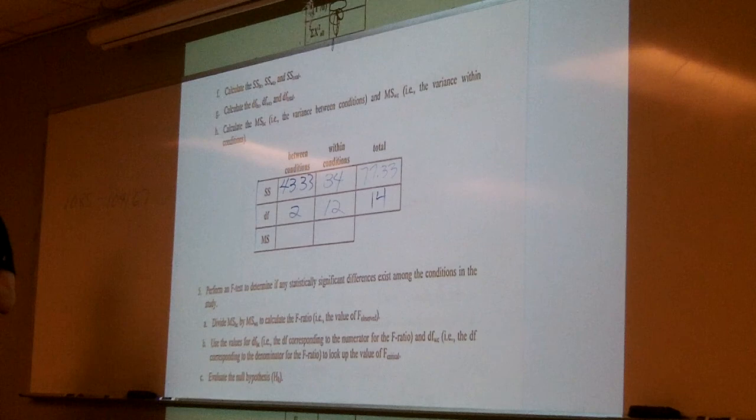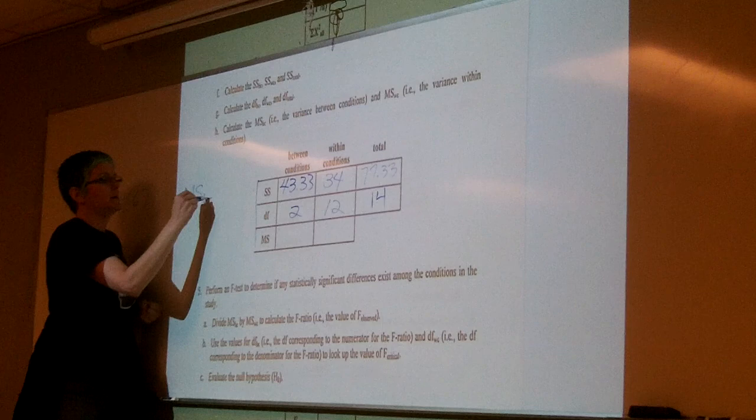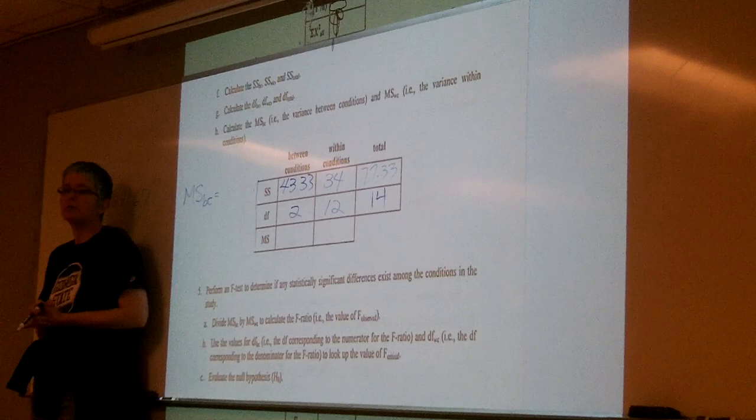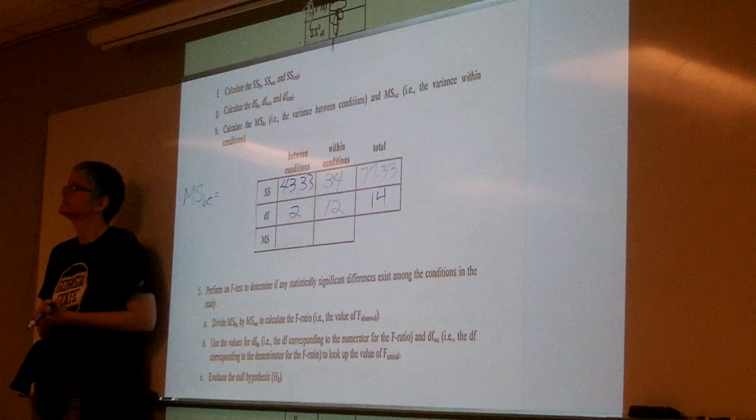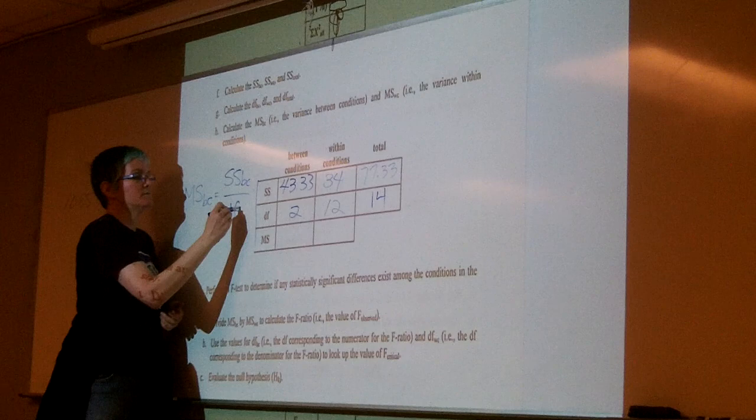So we're going to look at the sample variance between conditions, the sample variance within conditions. Okay, that's what mean square is. It's a form of sample variance. So knowing that mean square is a form of sample variance, I want you to guess right now. What is the formula for mean square between conditions? Can you figure it out, given what you already know? Sum of squares between conditions divided by the degrees of freedom between conditions. Exactly right. Sum of squares between conditions divided by degrees of freedom between conditions.